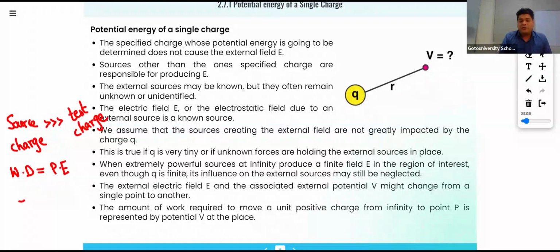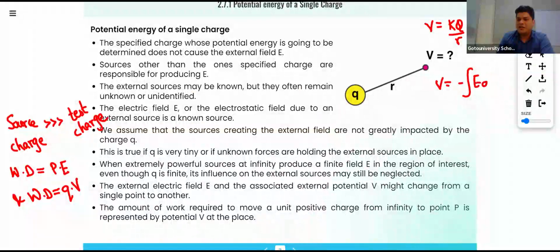And what is the other formula for work done? Another formula for work done is charge into potential difference V. And what is V? Yes, V is potential difference, and the formula for potential difference we know is KQ over R. If the electric field is changing, we can write V is equal to the integration of E dr.